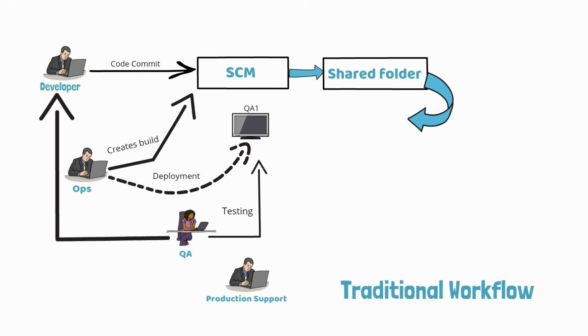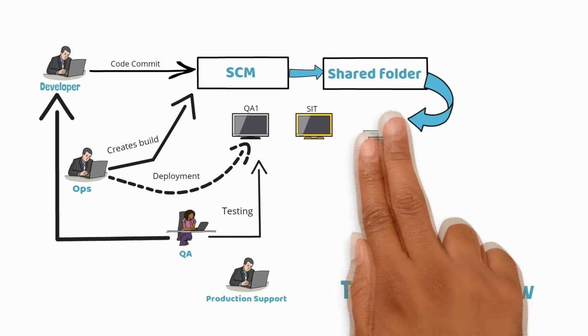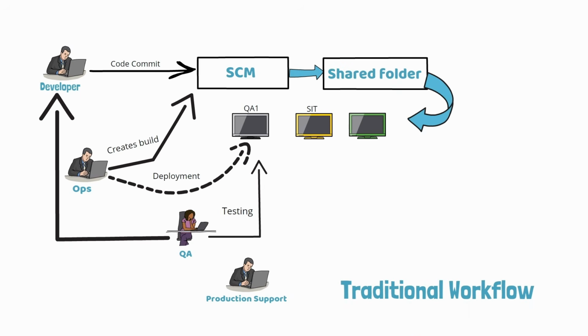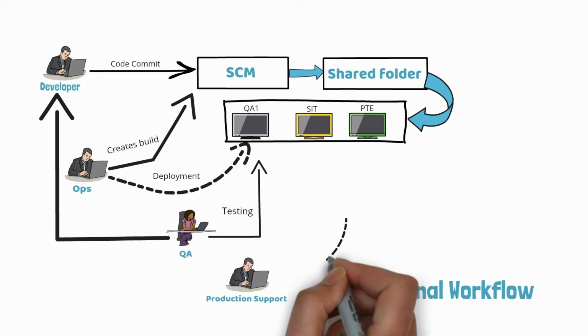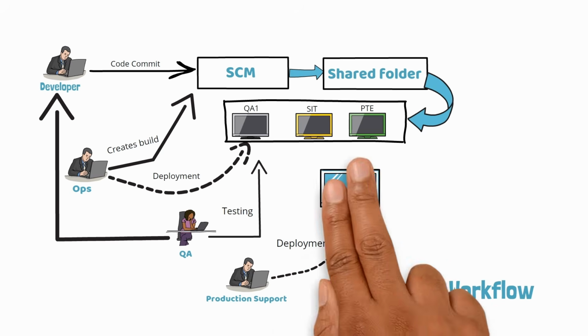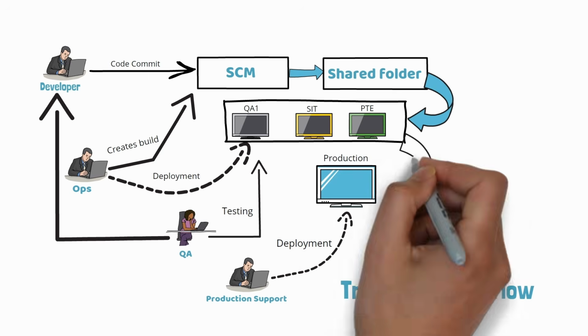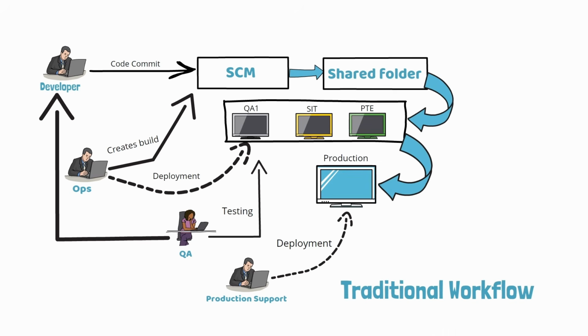Reports are then provided to the developers and other stakeholders about the test cases. Developers would then fix the bugs and defects and commit the code again, and this process will continue for other environments such as SIT, performance test environment. There could be hundreds of more environments. Once the change management approves the changes, someone from production support will then deploy the build to the production environment after transferring the build from the other environment that was already tested.